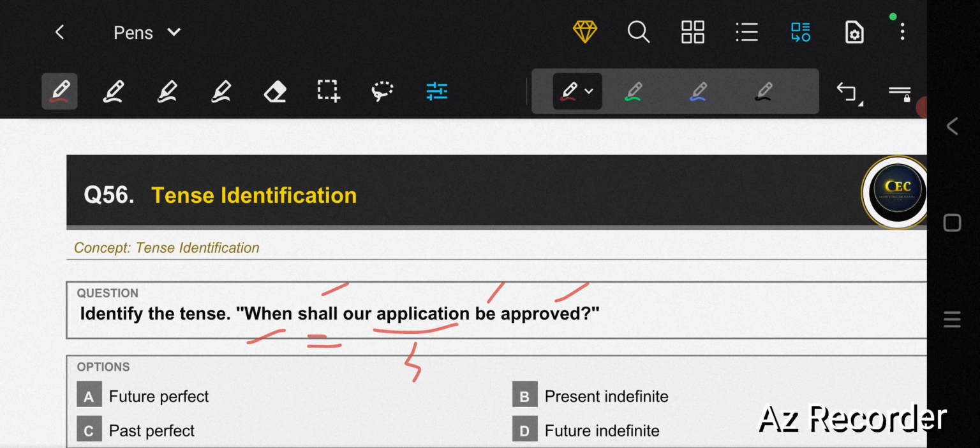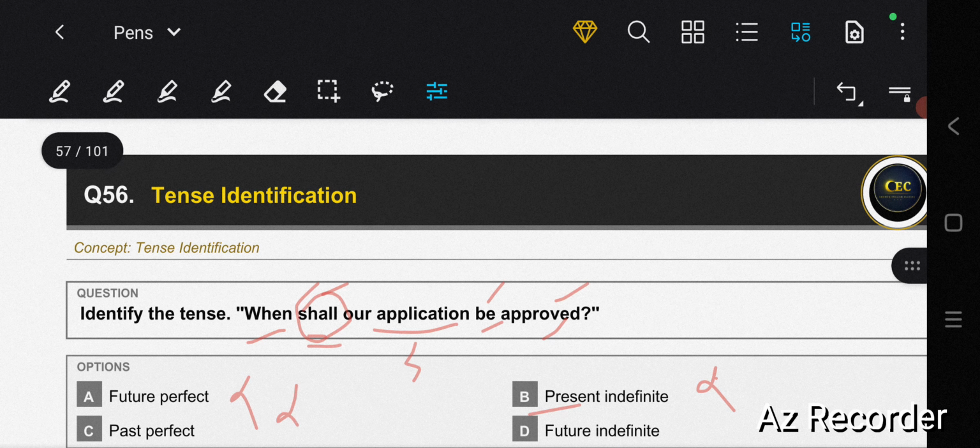So what would the tense be? It's about future, definitely, because there is shall, and be, V3. It means this is in the passive formation. Which tense will be here? Future perfect? No, its formation would be different: shall have, will have, then V3. Present indefinite? No, there is shall. How can it be present indefinite? Past perfect? It can't be because there is shall, so it is future indefinite. Okay, so the correct option for the question is option D.